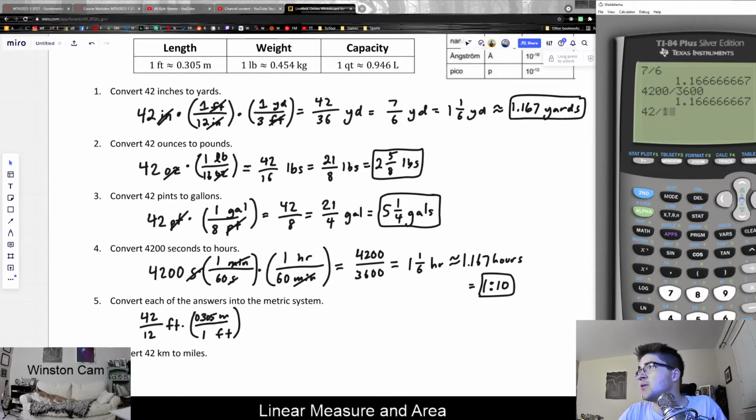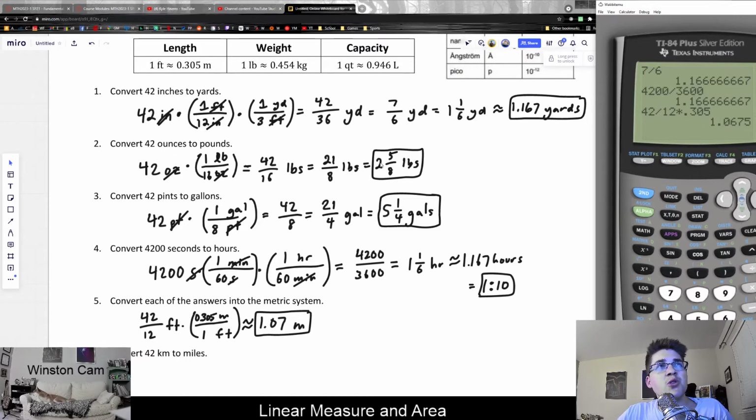42 divided by 12, then I'm going to multiply by 0.305 divided by 1, which I don't need to bother with. And that would end up giving me approximately 1.07 meters. So, 42 inches is pretty close to a meter. A little bit more. Maybe if you went down to 41, it'd be even closer, but that would be something you could check. Now, what about 42 ounces?